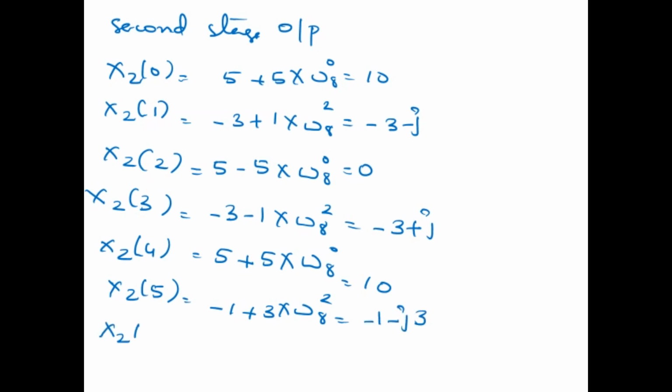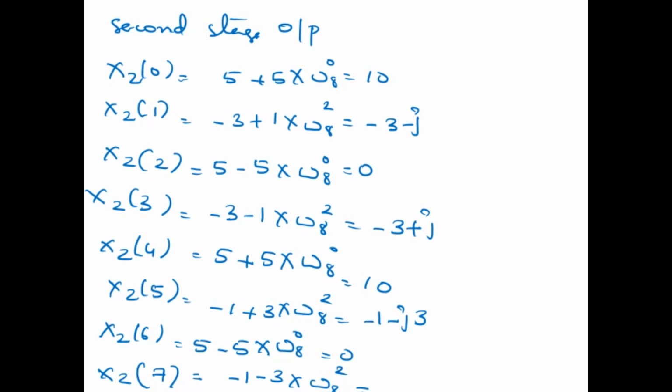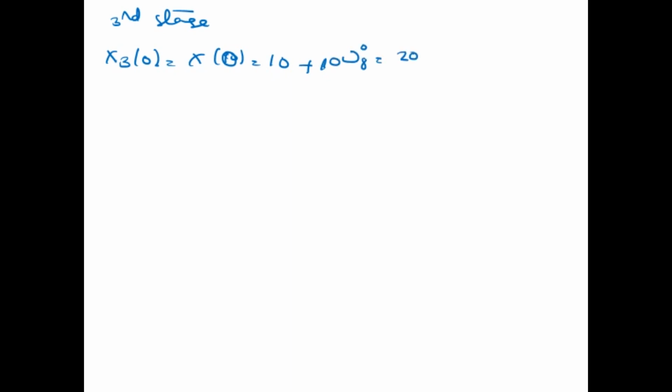X2 of 6 is equal to 5 minus 5 into omega 8 of 0, which is equal to 0. X2 of 7 is equal to minus 1 minus 3 into omega 8 of 2, which is equal to minus 1 plus j3. These are the inputs for third stage. So final stage output or third stage computations are x3 of 0 which is equal to x of 0 which is equal to 10 plus 10 into omega 8 of 0 which is equal to 20.